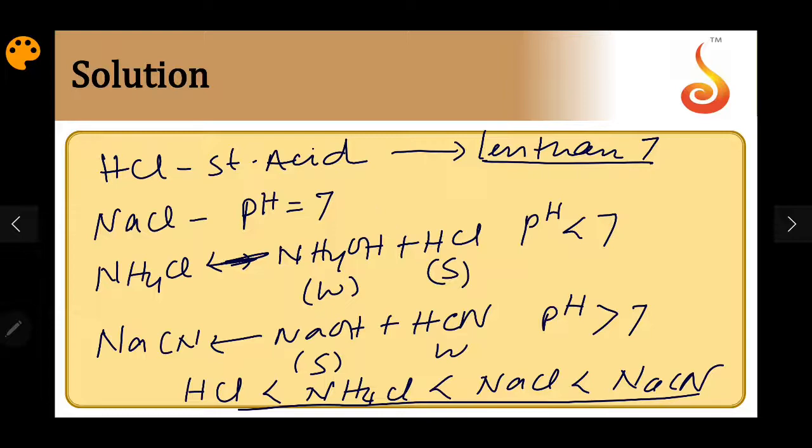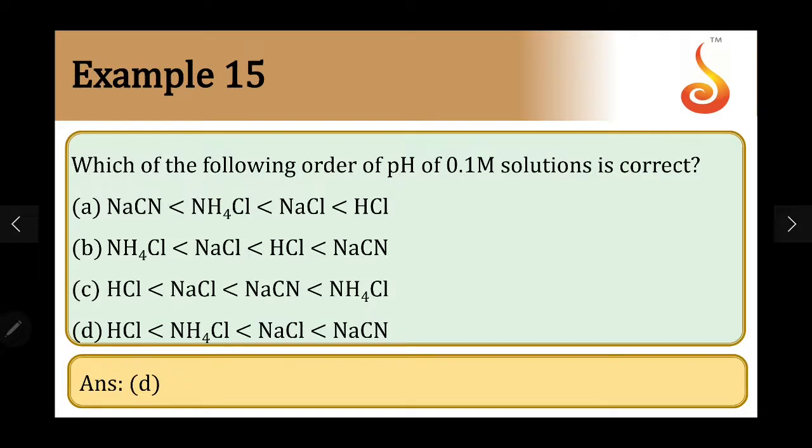So if we choose from the options, HCl first is in C and D, so these two are ruled out. HCl, NaCl is not the one. NH4Cl... So this is the right answer. This is wrong. Answer should be D.